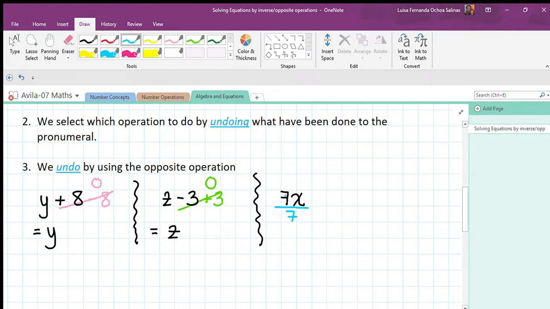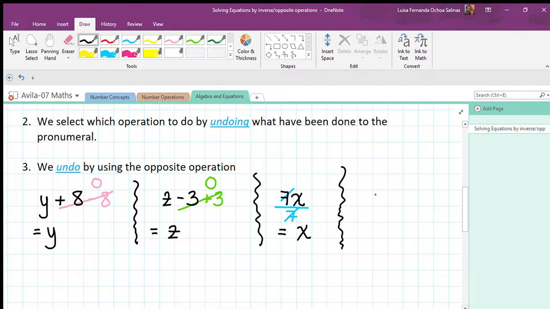Right? And when I divide by 7, 7 divided by 7 will be 1, which means that I leave my x alone. So this one becomes x. Great. Now let's look at the following one.